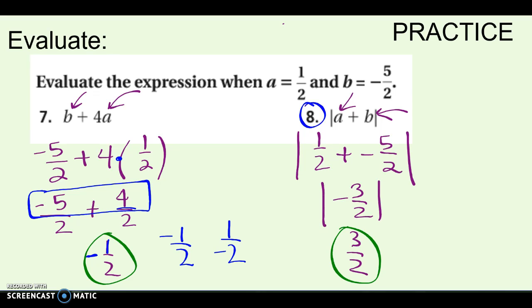In number 8 here, looks like I have to add two fractions. Again, the common denominators already match, so I'm good there. But I have one positive and one negative, so I need to find the difference, and I totally messed that up. The difference between 5 and 1 should be 4. There we go. Negative 4 over 2, so ignore this. Negative 4 over 2 can be simplified to negative 2, but I'm still going to take the absolute value of that. Absolute value of negative 2 is 2. So that's your final answer.